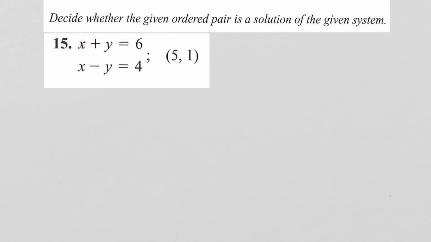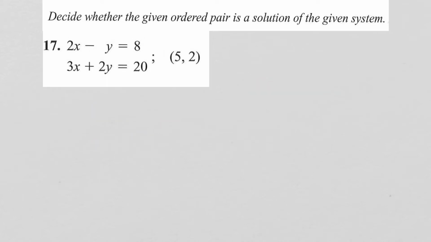Okay, here I'm given a system. I'm being asked if this is a solution. All you have to do is plug it in and make sure it works for both. So if I plug it in here, I get x is 5, y is 1. So I have 5 plus 1 equals 6. That's true, it works. And then I'll plug these x and y's in here. 5 minus 1 equals 4. And that's also true. So that works. So yes, this is a solution.